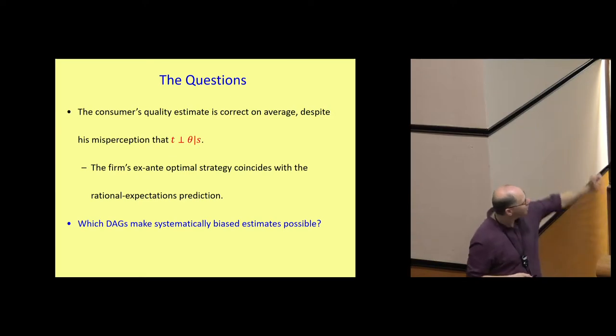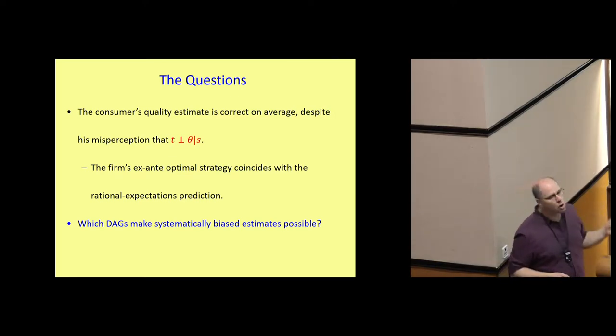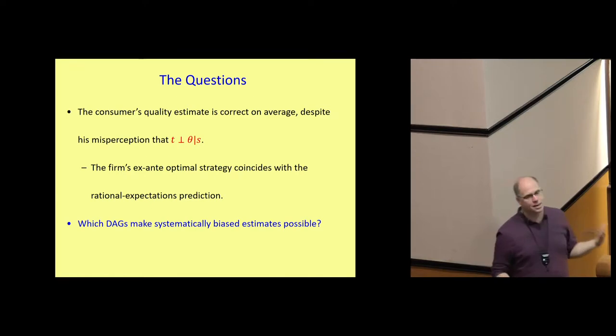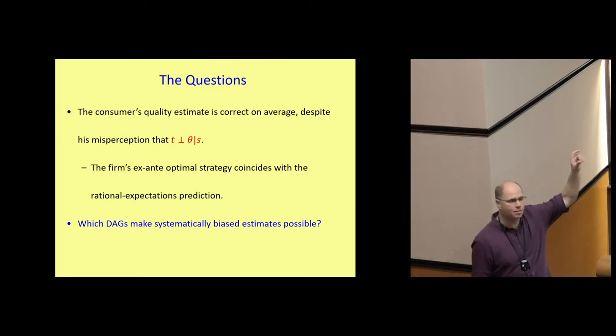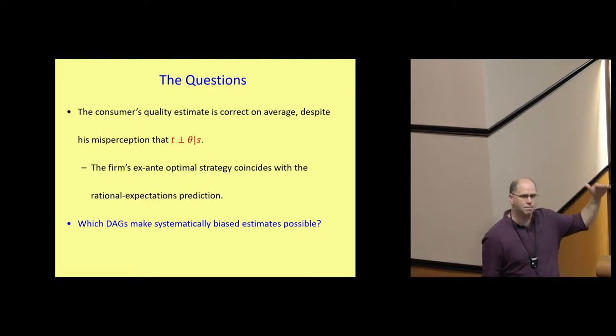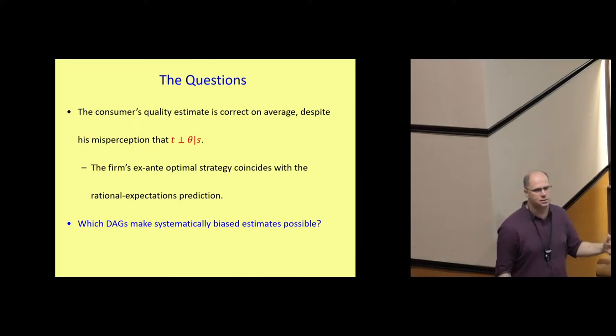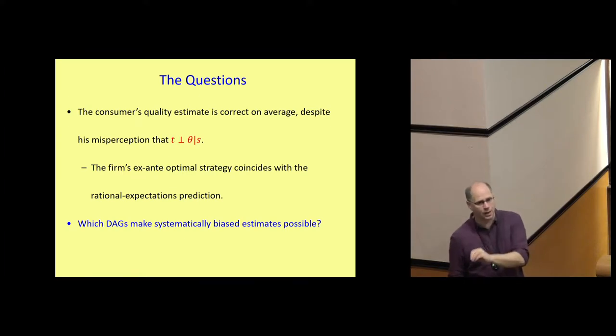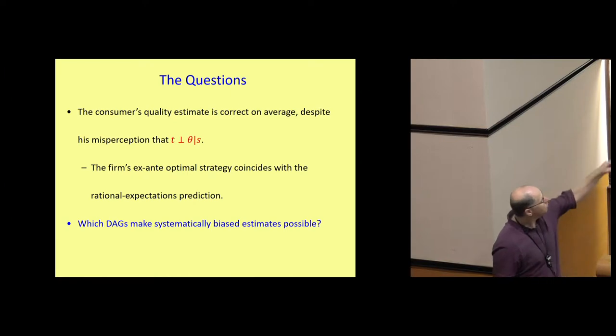So that's going to be the question. Which causal models, and now I'm phrasing it differently, which causal models make systematically biased estimates possible? We saw that the cynical model in this example protects the agent from systematically biased mistakes, in the sense that his average quality assessment is going to be okay. Again, he's going to get things wrong, but the average quality assessment is okay, and as far as the firm's ex-ante optimal strategy is concerned, that's the only thing we care about. So there's going to be one question, which is which DAGs make systematically biased estimates possible?